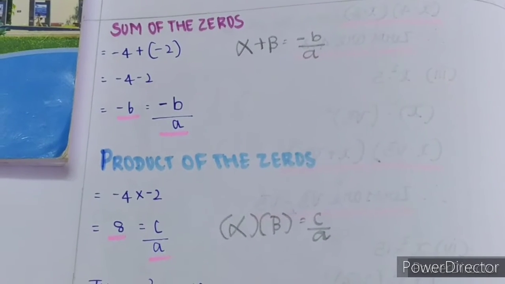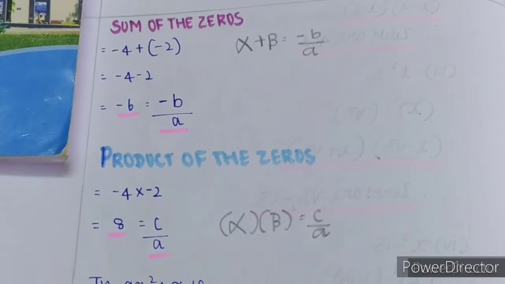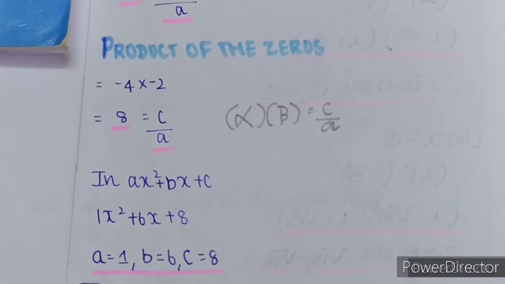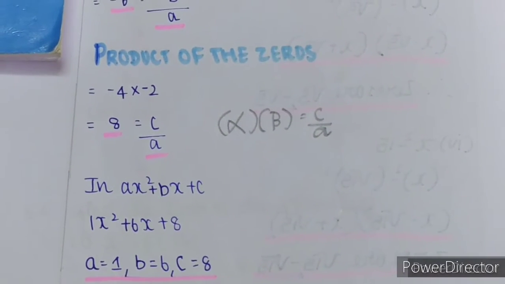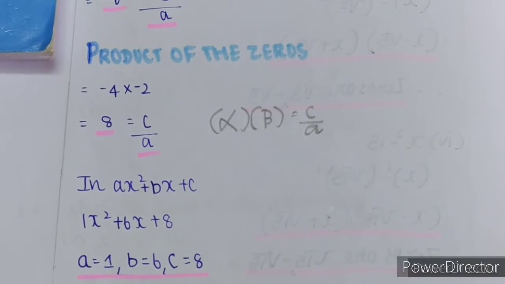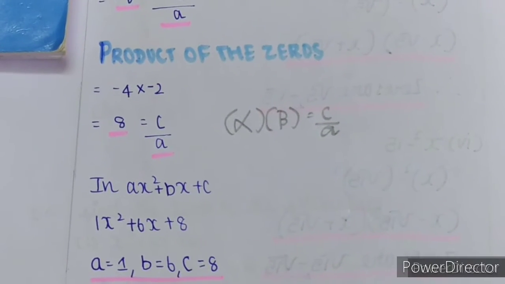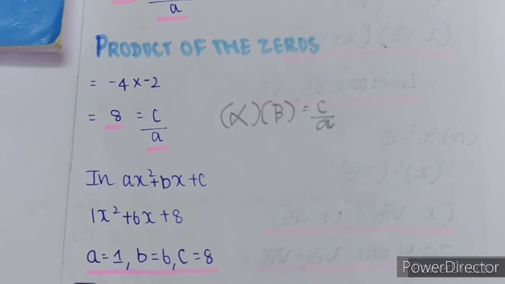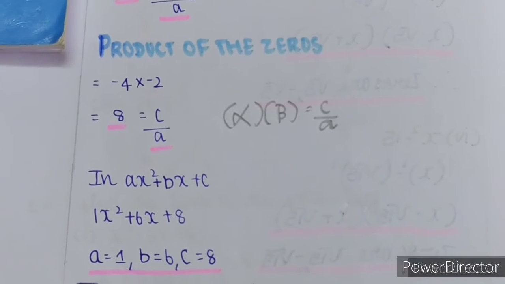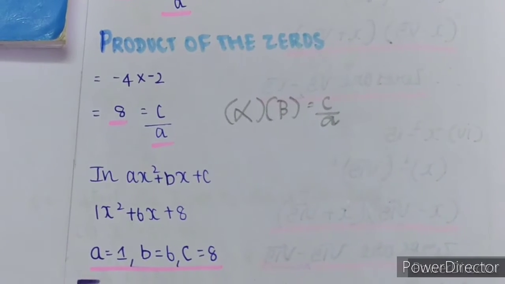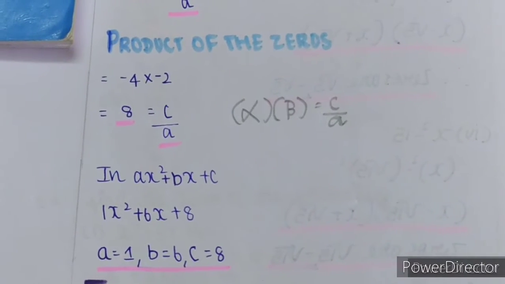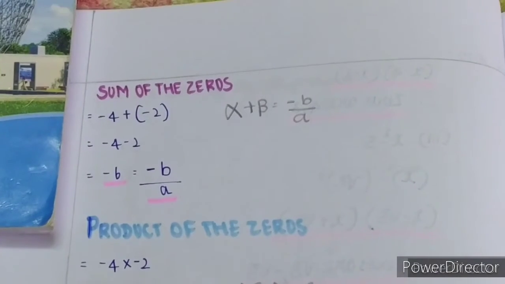And what are these a, b and c? These are, as we told, in ax square plus bx plus c, the format of a quadratic polynomial, and the question was 1x square plus 6x plus 8. Here a is the coefficient of x square, b is the coefficient of x, and c is the constant term. It varies from question to question. In this question, a is equal to 1, b is equal to 6, c is equal to 8. I hope this is clear to you.